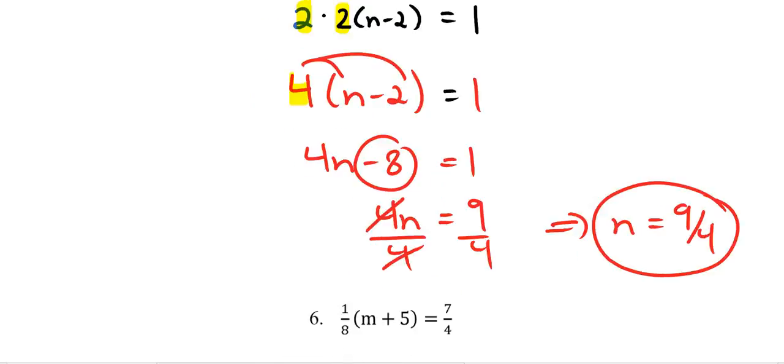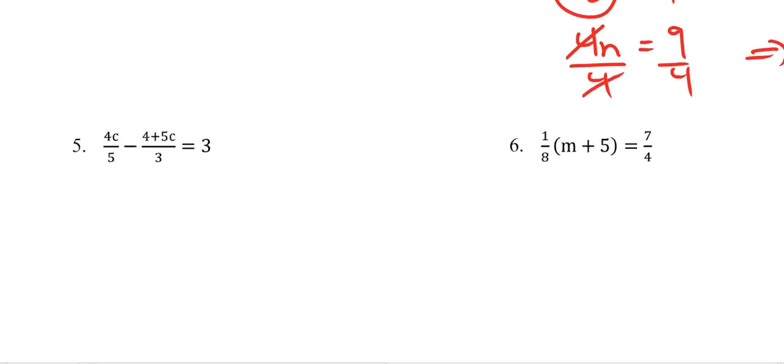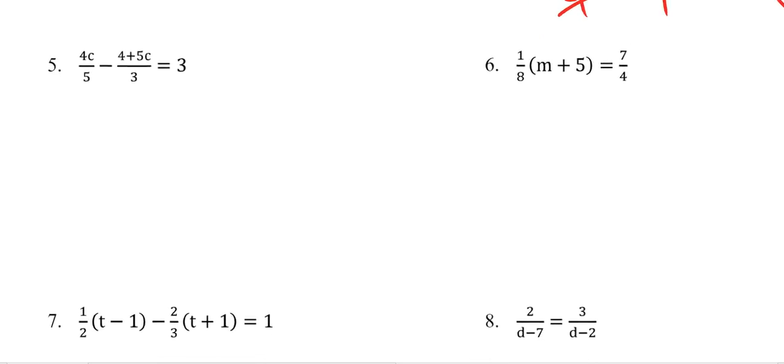Okay, let's move on. Okay, for question number 5, let's pretend there's a 1 under that 3 there, and ask yourself, what is the least common multiple between this 5, that 3, and that 1? Well, the least common multiple is going to be 15, so I multiply all 3 terms by 15.